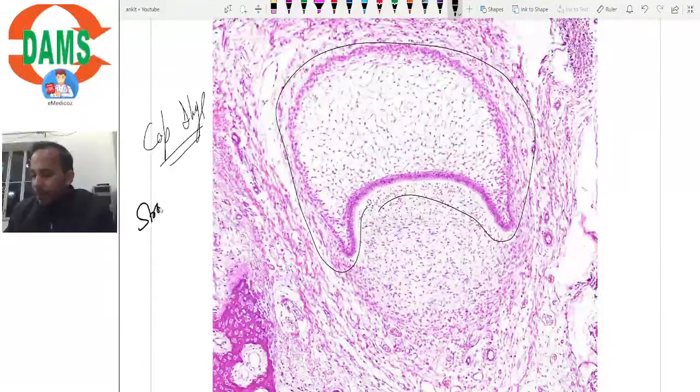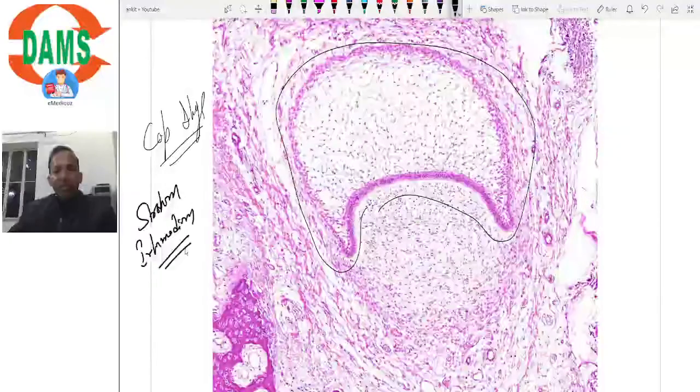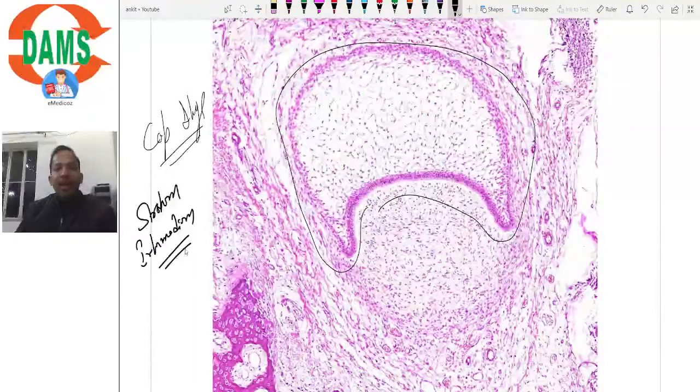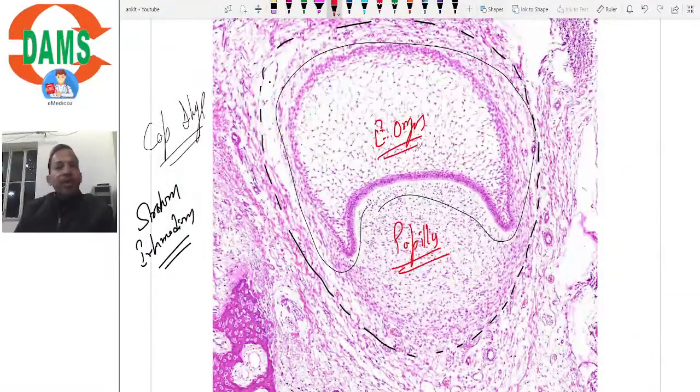Stratum intermedium. Stratum intermedium starts to form in the bell stage, right? So it is still absent in the cap stage. And you can also identify the dental papilla, the enamel organ, and the tissue surrounding it, which is the dental sac.